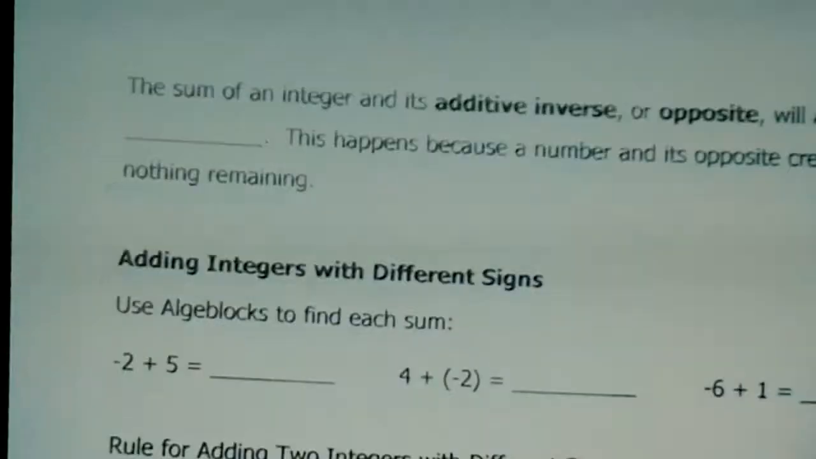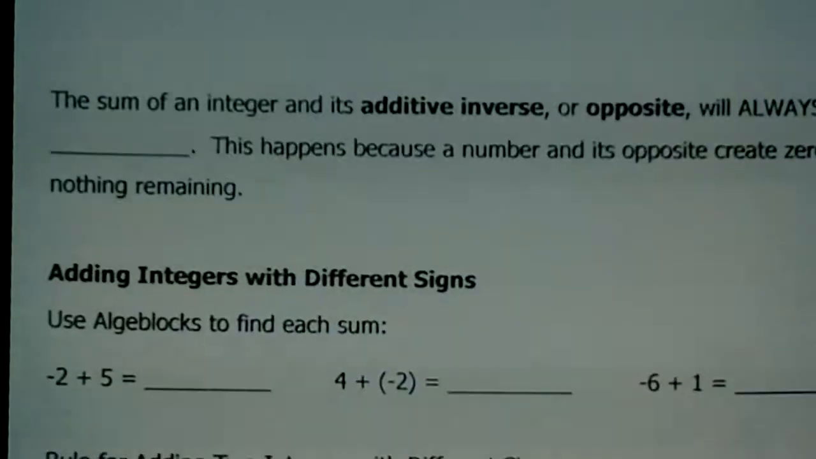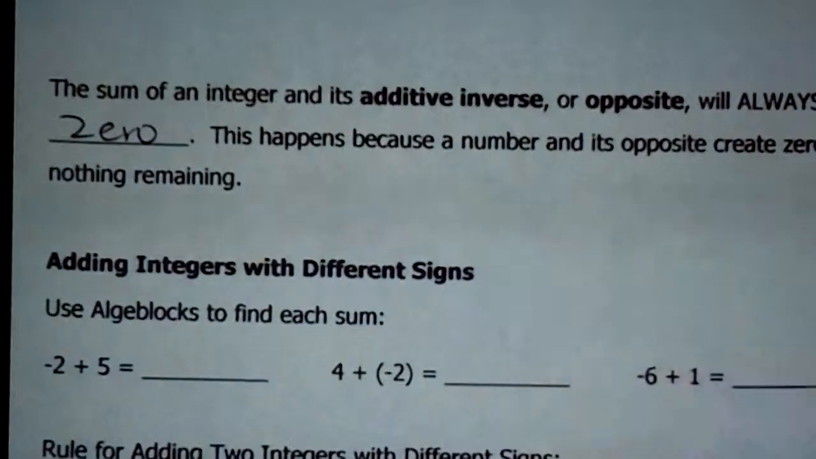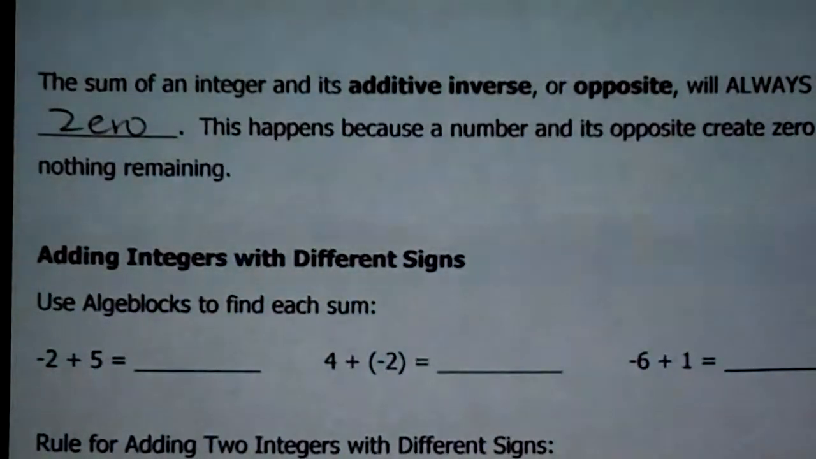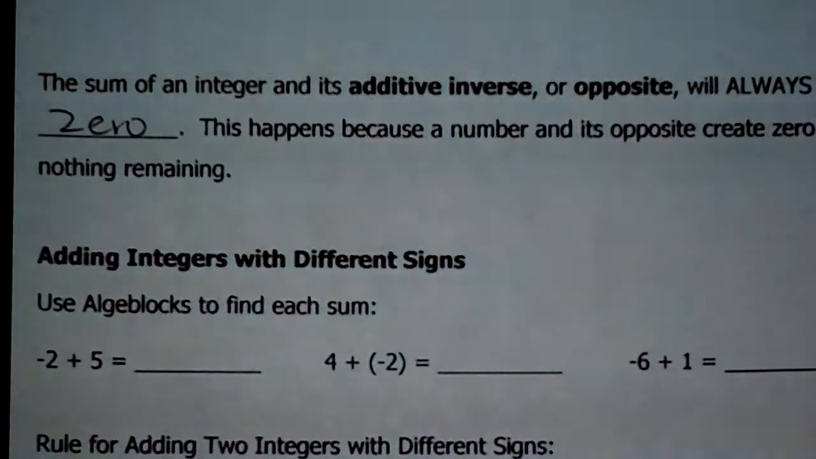So speaking of which, when you turn your page, there's a little fill in the blank here of this rule. It says the sum of an integer and its additive inverse or opposite will always be 0. This happens because a number and its opposite create 0 pairs with nothing remaining. So if you see the problem where the digits are the same but the signs are opposite, we know, oh, that's that additive inverse property. Those are opposites of each other. They cancel out. And we're going to use that to help us with this next set.